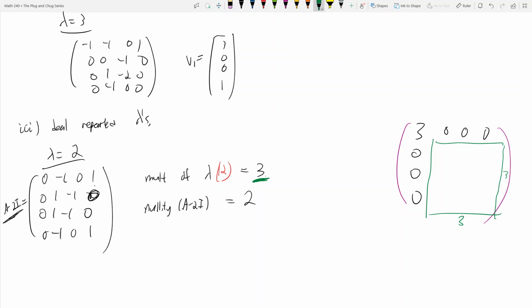But now I have to deal with nullity equals 2. And what does nullity equals 2 mean? It means go to this 3x3 block right here, and you need to split this 3x3 block up into 2 smaller blocks on the diagonal. So how can I do that? Well, one way is to take a 1x1 block here and a 2x2 block down here. So that's one way I can split up the 3x3 block into two smaller blocks.